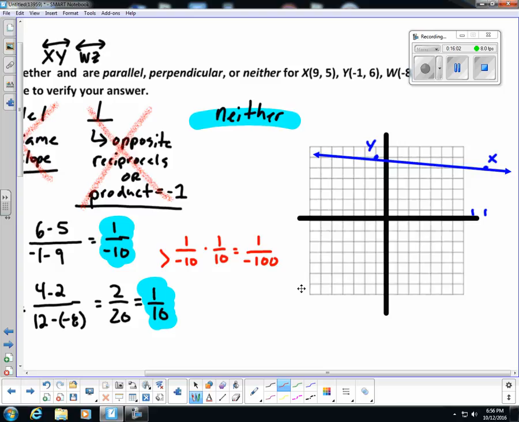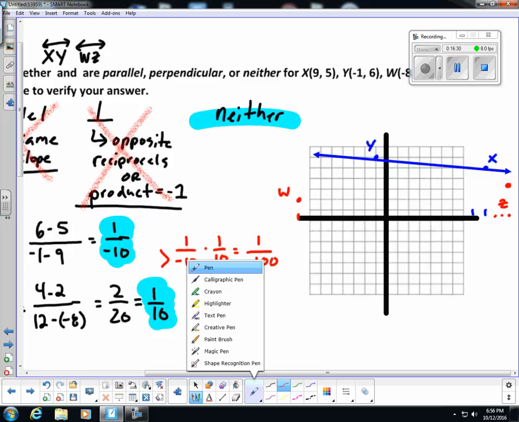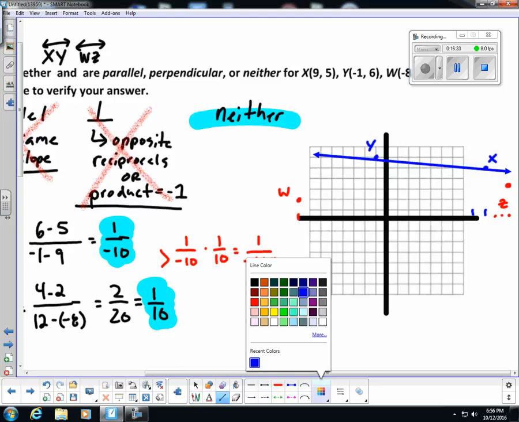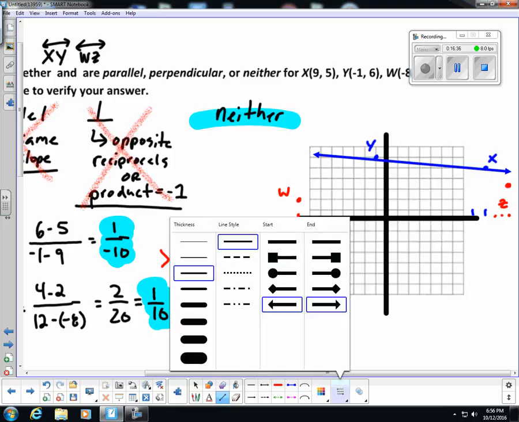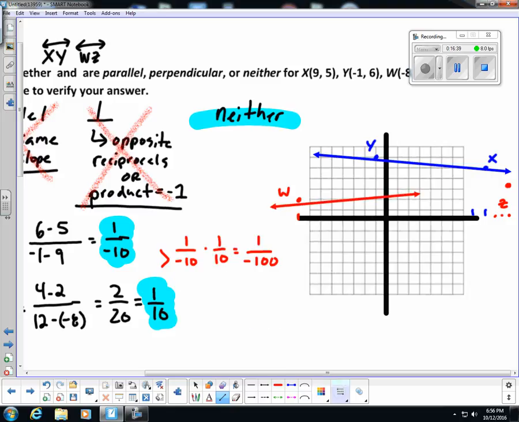And then WZ. W is at -8, 2. There's 8, I think. 1, 2, 3, 4, 5, 6, 7, 8. -8 and up 2. So there's W. And then Z is at 12, 4. 5, 6, 7, 8, 9, 10, 11, 12, 4. There is Z. Again, I'm going to connect those with a straight edge, the best I can.